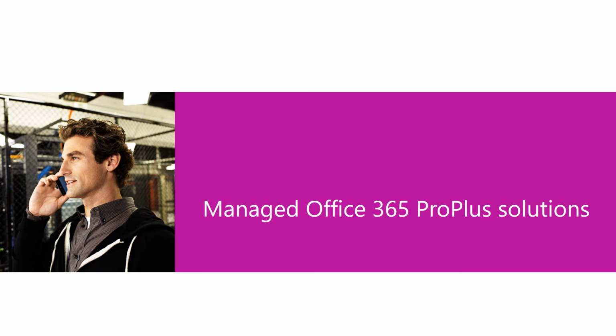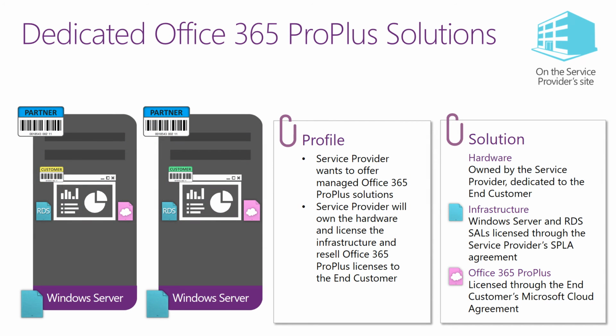And finally, let's look at how service providers can offer managed Office 365 ProPlus solutions. In this first example, the service provider is managing an Office 365 ProPlus solution on his own hardware, and for the first time we're seeing two servers. This is because if the service provider wants to provide this managed Office 365 ProPlus solution, then he must have hardware dedicated to each end customer. So you can see here that he has a yellow end customer and a green end customer, and both end customers have a dedicated server where the service provider is managing Office 365 ProPlus for them.